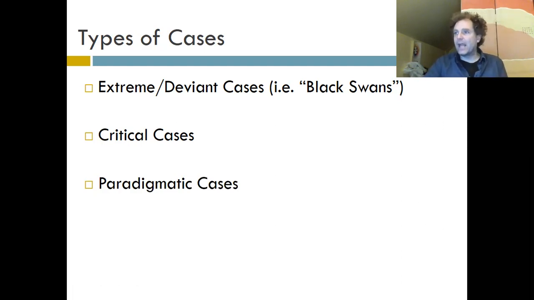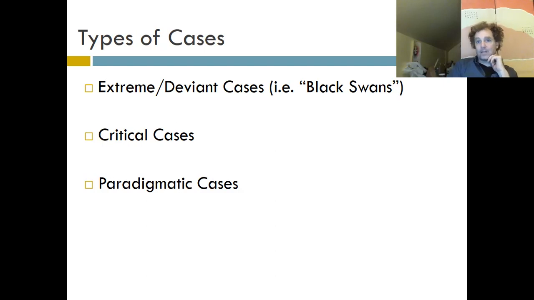Lastly, we have a paradigmatic case, right? This is a case that is actually the complete opposite of a deviant case. Here it's a case that is typical, a completely normal case, right? So you're describing a case that is the average or norm. So what would be an example of this? The Middletown case study that I described before. The Middletown studies are actually paradigmatic.